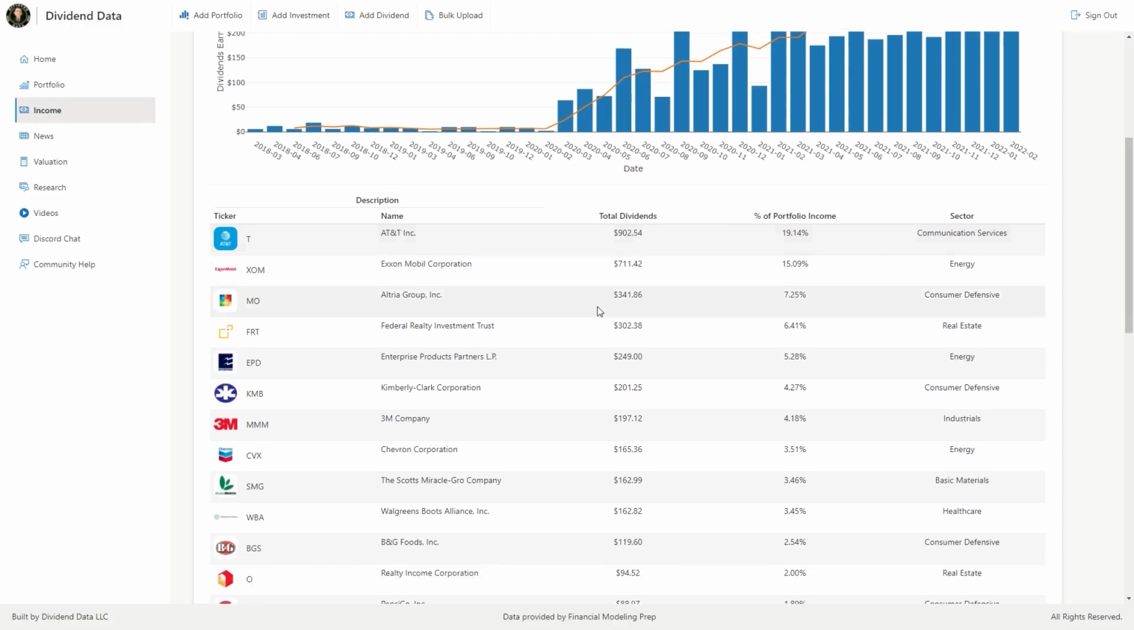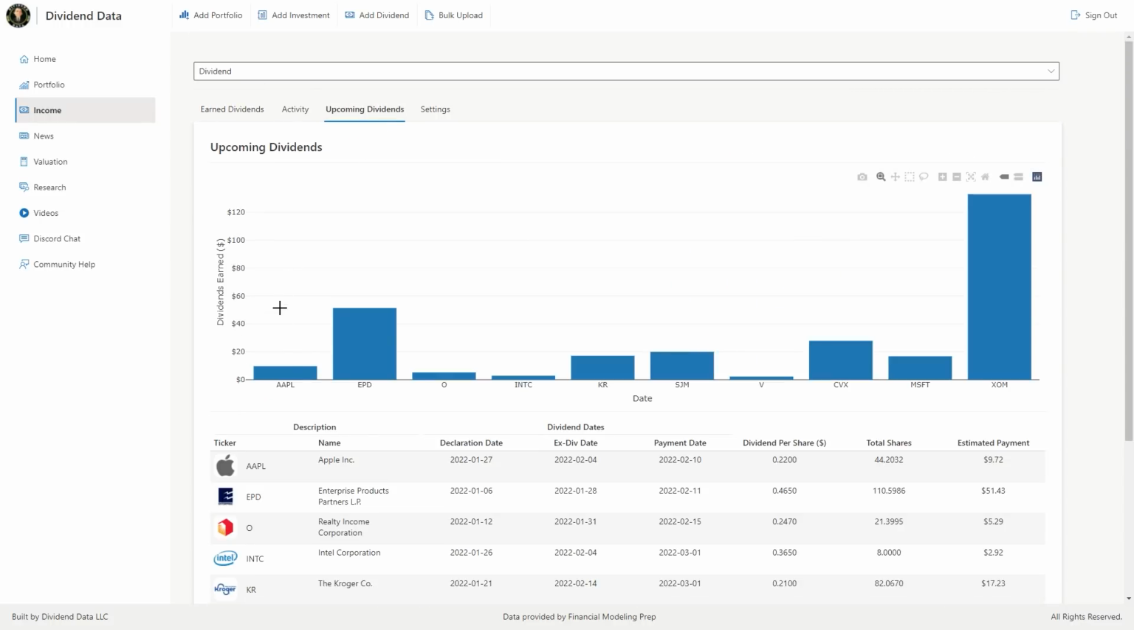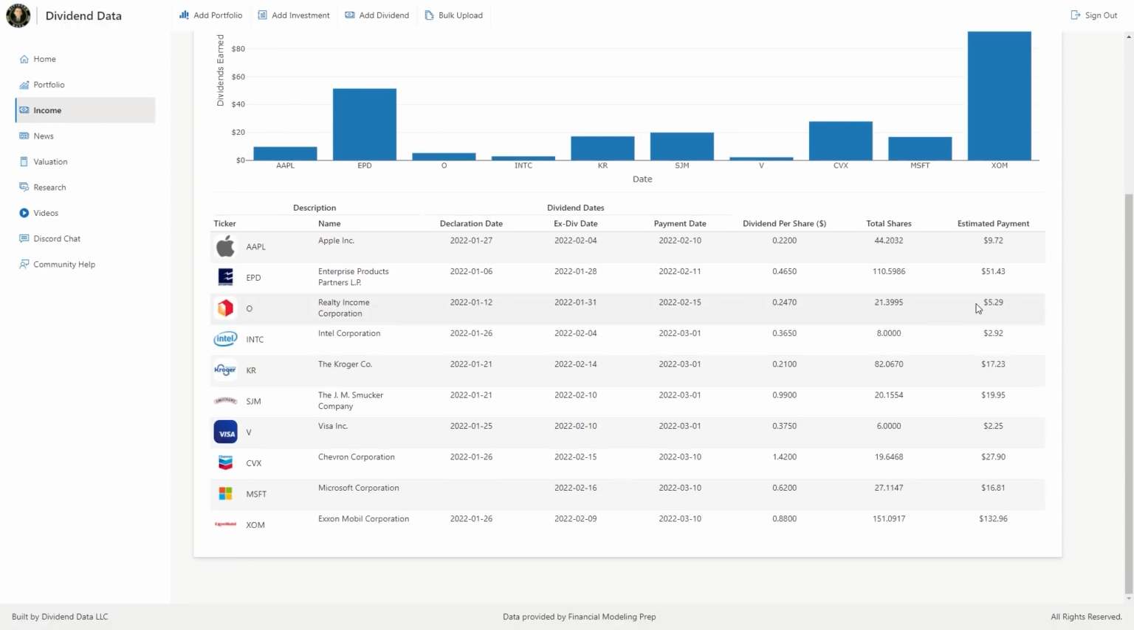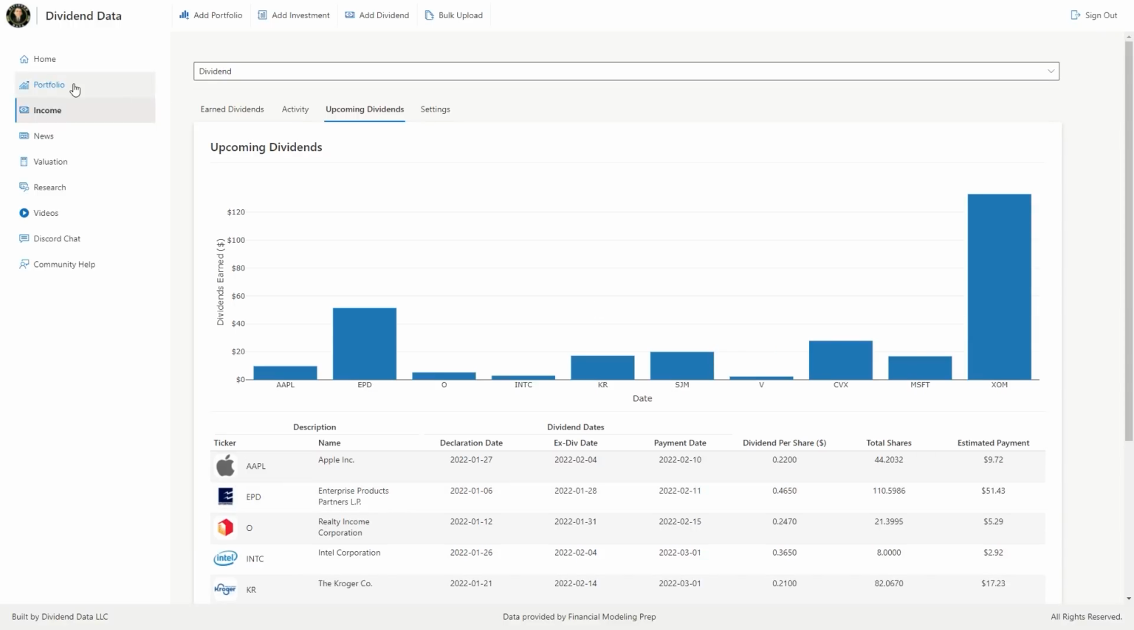I have plenty of upcoming dividends. This month, I still have $9.72 from Apple, $51.43 from EPD, and $5.29 from O. In March, I have so many different companies, with ExxonMobil being the most notable at $132.96. Finally, let's go through all my new buys.